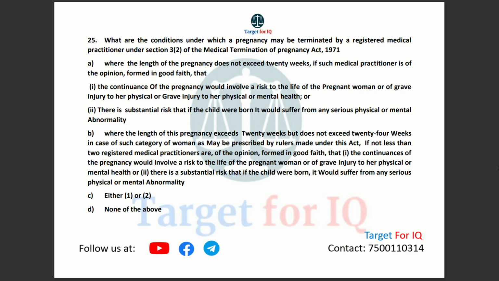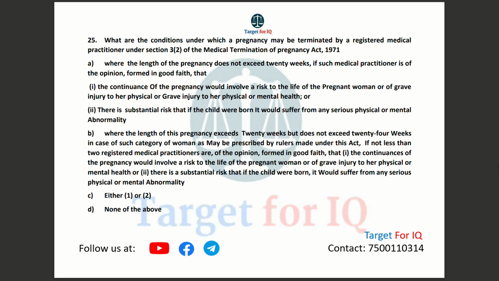Question 25. What are the conditions under which a pregnancy may be terminated by registered medical practitioner under Section 3 Clause 2 of Medical Termination of Pregnancy Act 1971? Option A, where the length of pregnancy does not exceed 20 weeks if such medical practitioner is of the opinion formed in good faith that the continuance of pregnancy would involve risk to the life of pregnant woman or of grave injury to her physical or mental health, or there is substantial risk that if the child were born, it would suffer from any serious physical or mental abnormality.